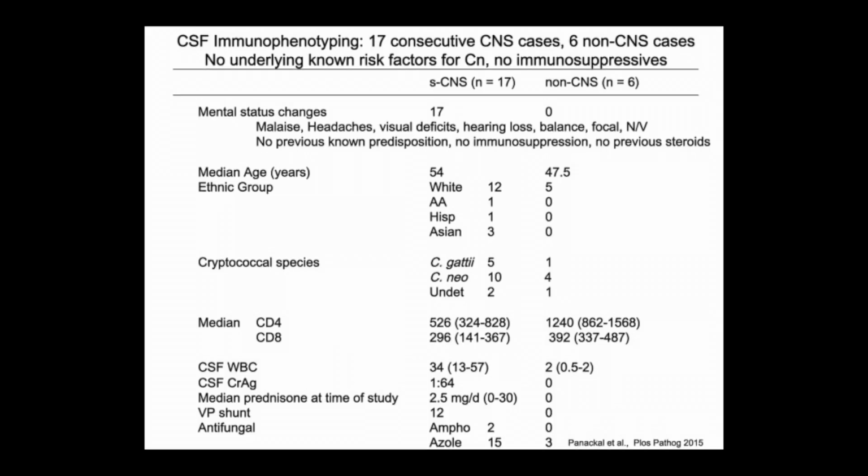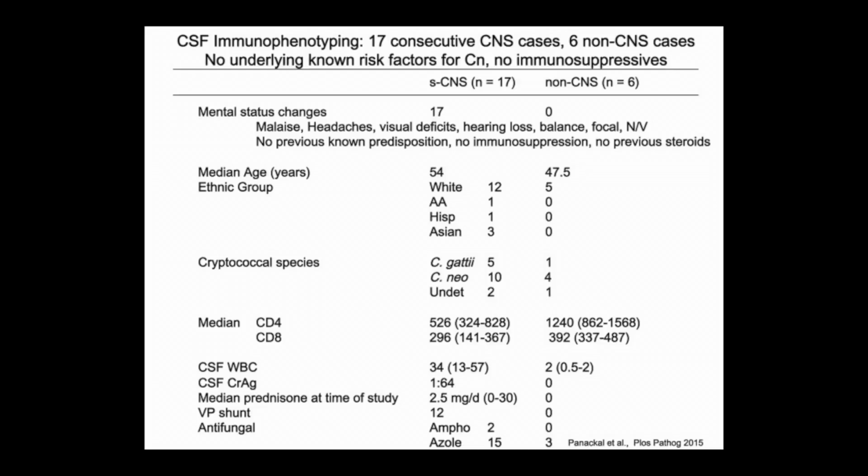And that's very important. So we decided to look at some of our patients and to really get some objective data. And for that, we looked at 17 consecutive CNS cases. We looked at 6 non-CNS cases, and none of these have any underlying risk factors. And that allows us that we don't have to worry about if it's a transplant patient, what's going on with the immunosuppression, all that kind of thing. Just allows us to be able to stratify this patient population a little bit more carefully. A lot of mental status changes going on. Actually, all of them had mental status changes of various amounts.